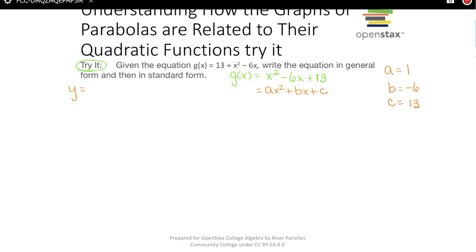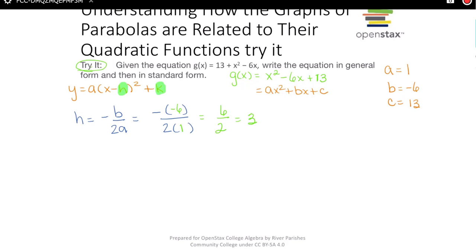First, let's just talk about what standard form is. Standard form is y equals a times x minus h squared plus k. So we're going to start by identifying the h and the k. Luckily, we know a formula for h, which is negative b over 2a. I'm going to substitute in for b, negative 6, and for a, 1. So negative 6 becomes positive 6 over 2, which is 3.